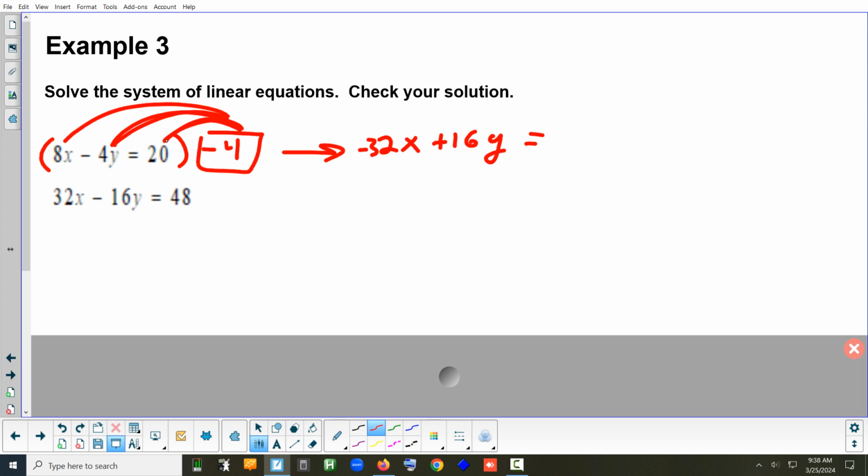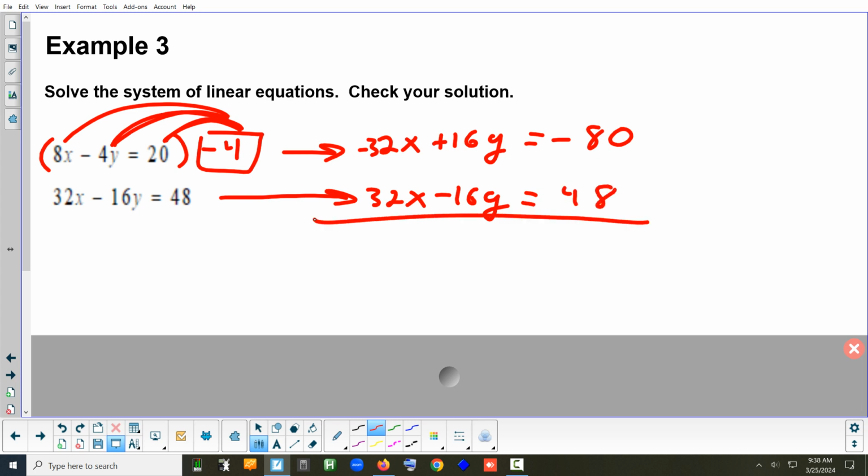-80. Yep, it's going to be -80. Did we multiply the bottom equation by anything? No. Then we just copy it down. So 32x minus 16y equals 48. This would be infinite solution.